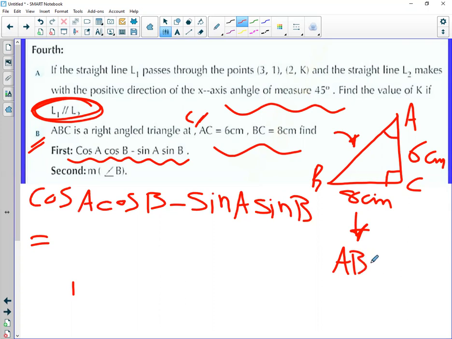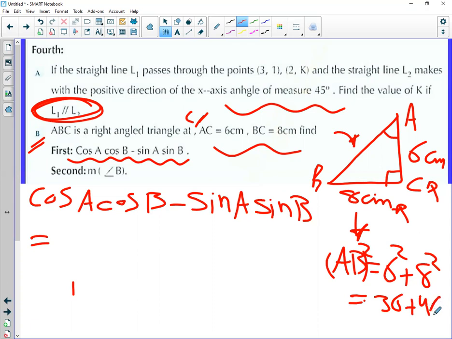AB power 2 equals AC power 2 plus BC power 2, equals 6 power 2 plus 8 power 2. 6 power 2 equals 36, plus 64, sorry. Then the result is 100. So the value of the line segment AB is 10 centimeters. So cosine A equals adjacent over hypotenuse equals 6 over 10.